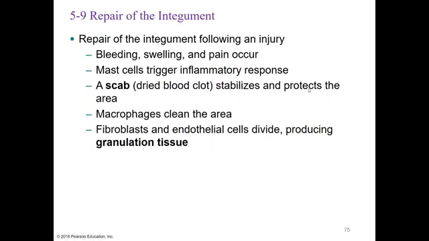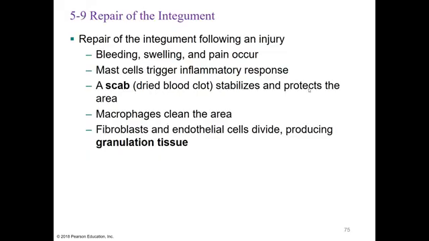So repair of the integument. So if you get a cut, how do we fix it? The repair of the integument following an injury will begin with bleeding, swelling, and pain. Mast cells will trigger inflammation, which means an increased blood flow to the area. A scab, which is a dried blood clot, will stabilize and protect the area, so it'll basically seal it off so we can't get more germs or bacteria into the cut, and it also slows down the bleeding.